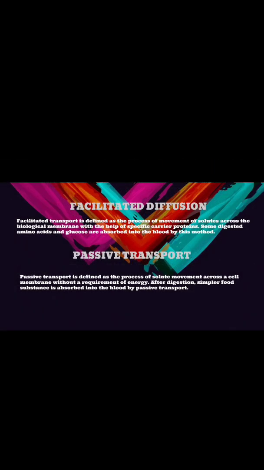Facilitated transport is defined as the process of movement of solutes across the biological membrane with the help of specific carrier protein. Some digested amino acids and glucose are absorbed into the blood by this method. Last, passive transport. Passive transport is defined as the process of solute movement across a cell membrane without a requirement of energy. After digestion, simpler food substances are absorbed into the blood by passive transport.